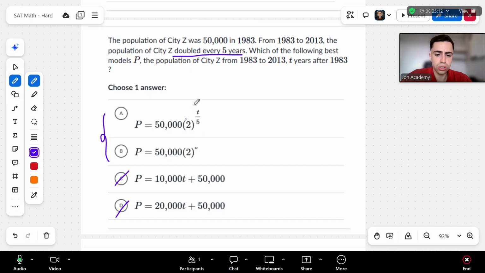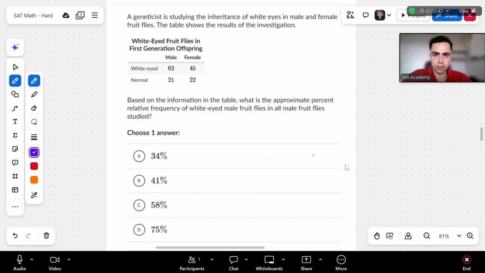And then, which of the two exponential growth functions is the correct one? So if it doubles every 5 years, it's going to have t divided by 5 in the exponent. Because every 5 years, you are going to have 2 to the power of 1, which is double. 2 to the power of 2, which is double once again. 2 to the power of 3, double once again. So that's why it's going to be A, the first one. Let's check this next question, very easy also.